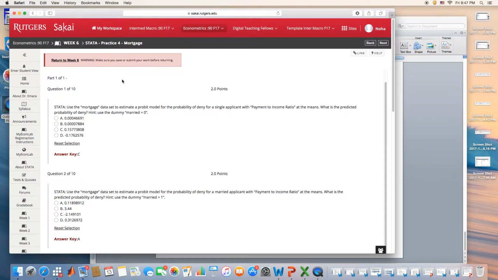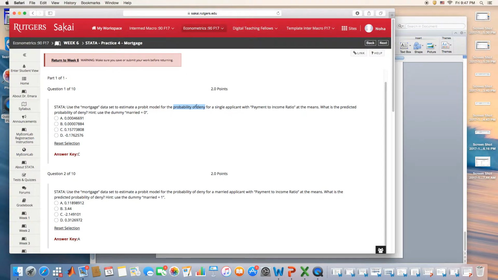So let's start. For the first question, I'm asking you to use the mortgage dataset. You have it available in a DTA and a CSV format. And we are going to test the probability that the person is denied for the mortgage application. So this is our dependent variable. This is an application for a binary dependent variable, so it's either yes, denied for the mortgage application, or no. It's just a dummy variable that takes yes, 1, no, 0.